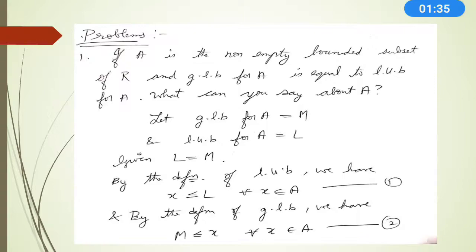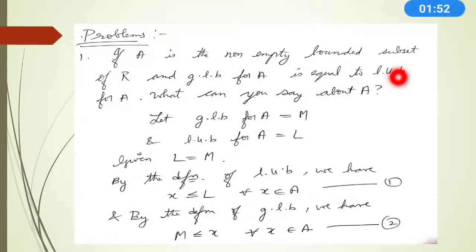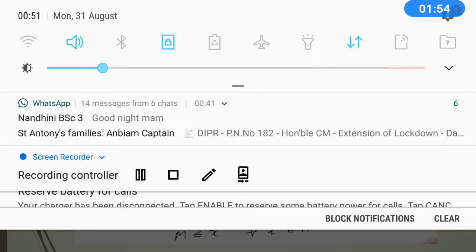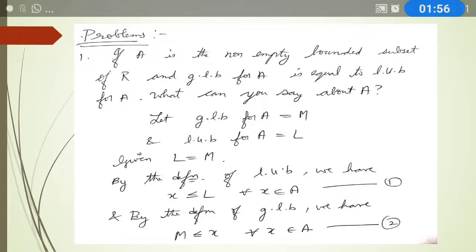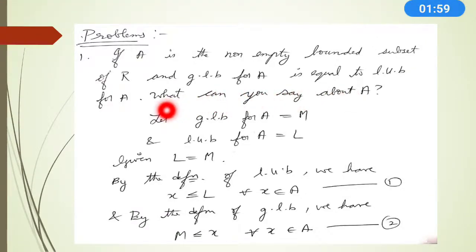The first problem is this: if A is a non-empty bounded subset of R, it is given that A is non-empty and bounded, and GLB for A is equal to LUB for A. It is given that GLB and LUB are equal. So what can you say about A?